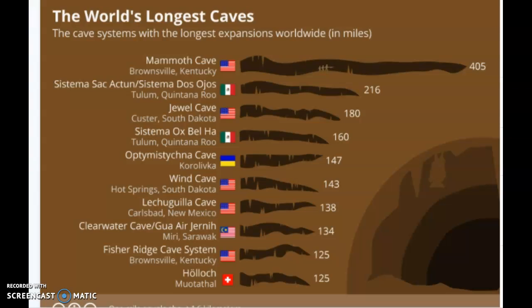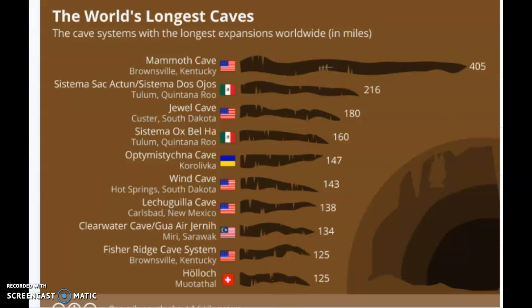So I would say I used the visual element of a graph, and it helped me to understand this better by showing me the comparison of how long some of the caves were compared to others. And I can see from looking at this graph that the Mammoth Cave in Brownsville, Kentucky in the United States, I can see that from the United States flag, is the longest cave in the world because it shows how long it is compared to the other caves on this graph.